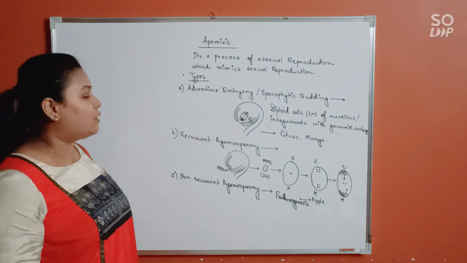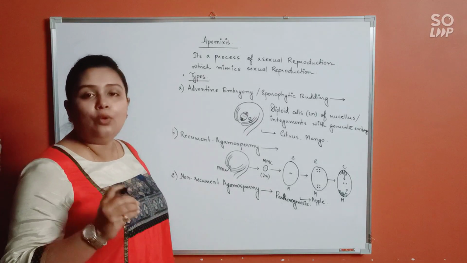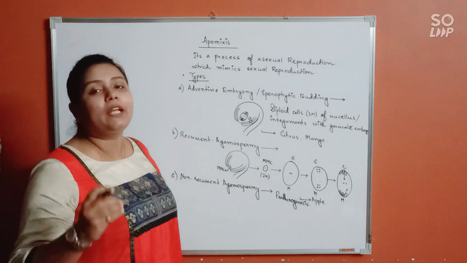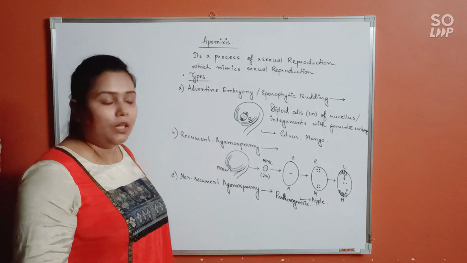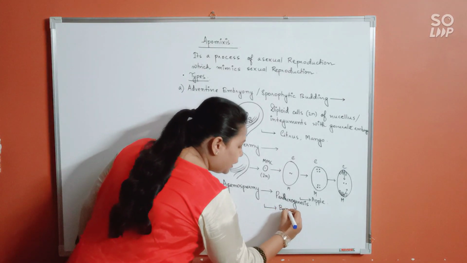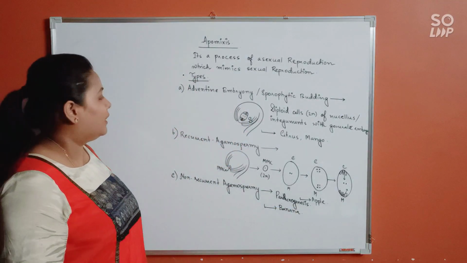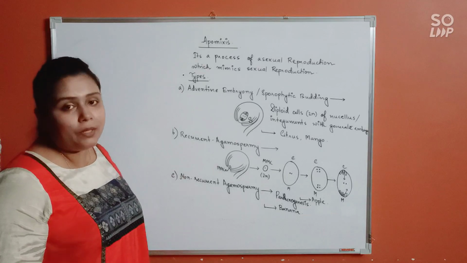Isn't it? This is what is known as parthenogenesis, a process in which, without fertilization, the egg directly gives rise to an embryo. This is again common in banana. Parthenogenesis, after all. Isn't it? So that is all about apomixis.